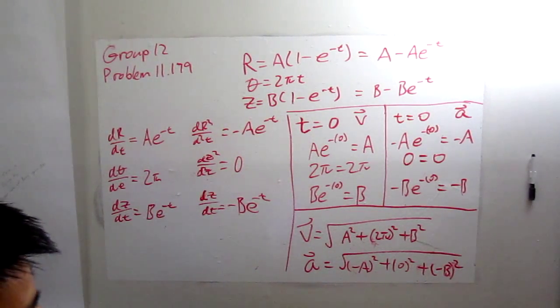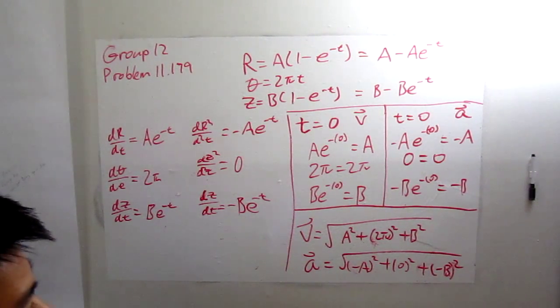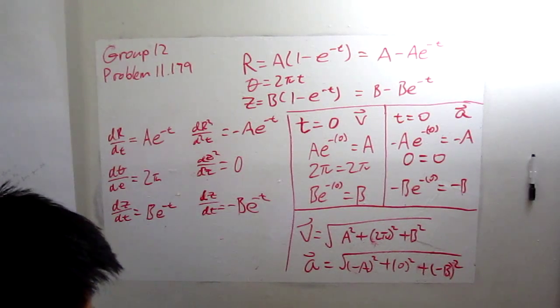which equals a minus a e to the negative t, and theta equals 2 pi t, and z equals b(1 minus e to the negative t), which equals b minus b e to the negative t.